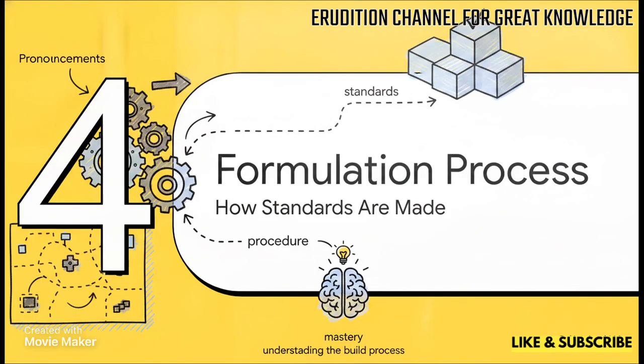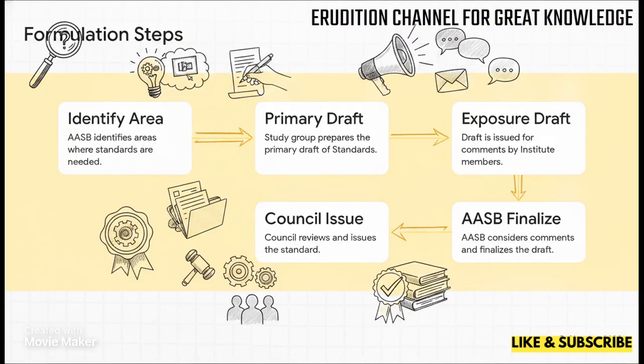Which brings us to Section 4, How Auditing Standards Are Made. Now that we've mapped out what the pronouncements actually are, let's see the exact procedure for formulating them. Knowing the end product is great, for sure, but knowing how it's built, that shows true mastery. To formulate these auditing standards, the Institute adopts a highly logical 5-step procedure. It's a rigorous gauntlet to ensure every standard is thoroughly vetted. Let's walk through this exact journey.